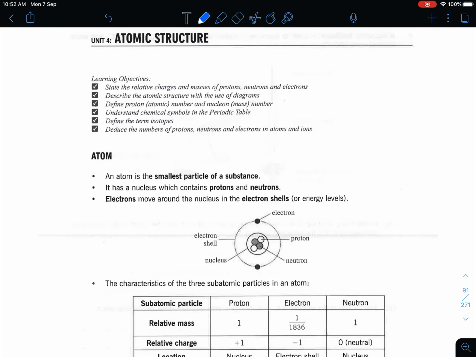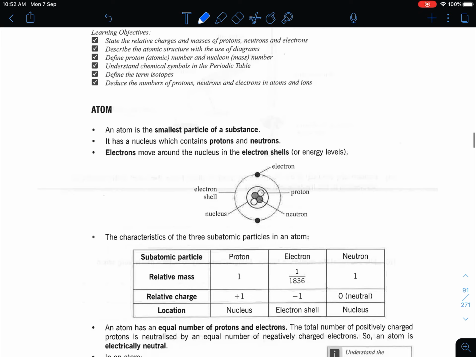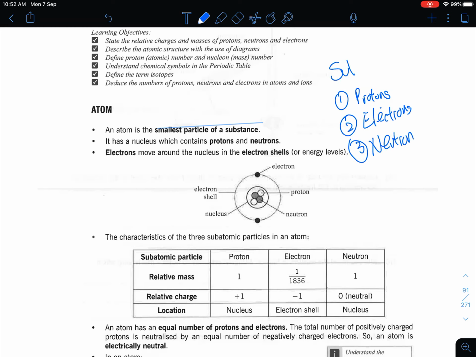Okay, so now we'll be starting on the atomic structure, right? For an atomic structure, you must first understand what the components that make up the atom are. The atom is generally the smallest particle of a substance, and there are three subatomic particles contained within an atom. They are number one, your protons, number two, your electrons, and number three, your neutrons. All these are also known as subatomic particles, which are the different parts of the atom.